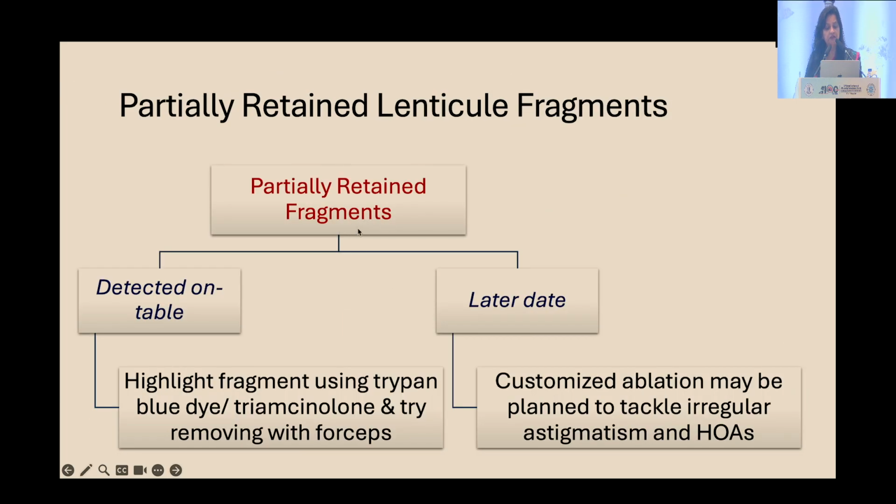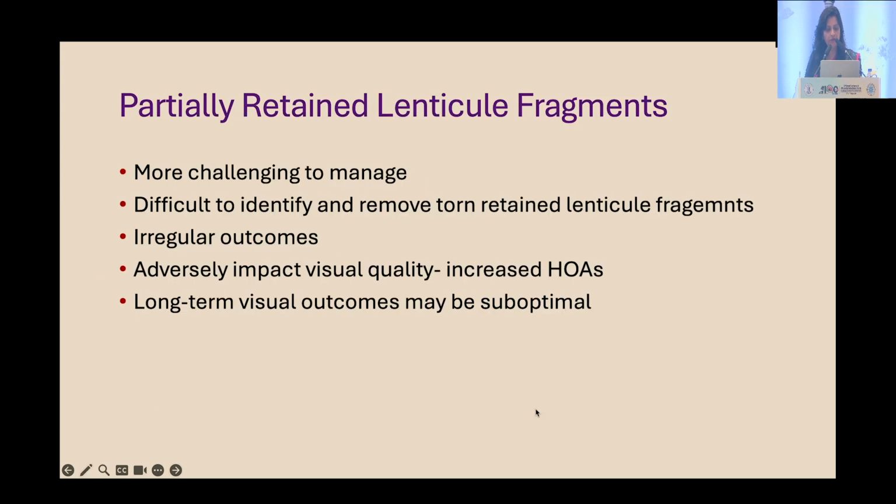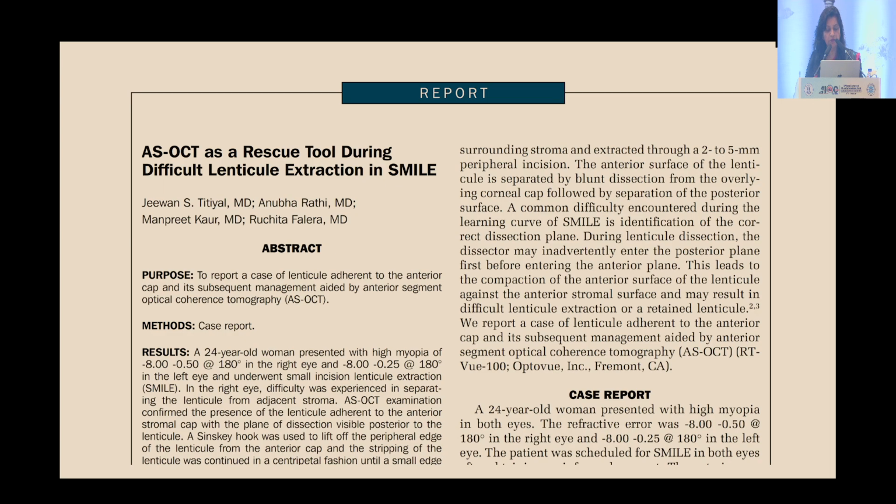I think the partially retained fragments are a little more challenging. Again, they can be detected on the table with the intraop OCT microscope if you have it. People have alternatively used trypan blue dye and triamcinolone and tried to remove it with the forceps, and sometimes even hydrate it out so that you can pull it after hydrating it, or do a customized ablation at a later date. Partially retained lenticule fragments do lead to irregular outcomes and can impact visual acuity, and there may be increased higher order aberrations subsequently, and the long-term visual outcomes may be suboptimal.